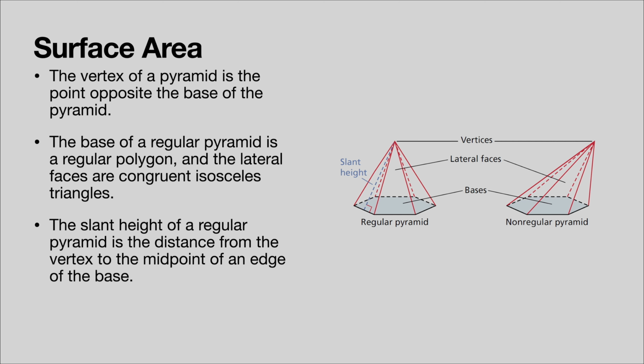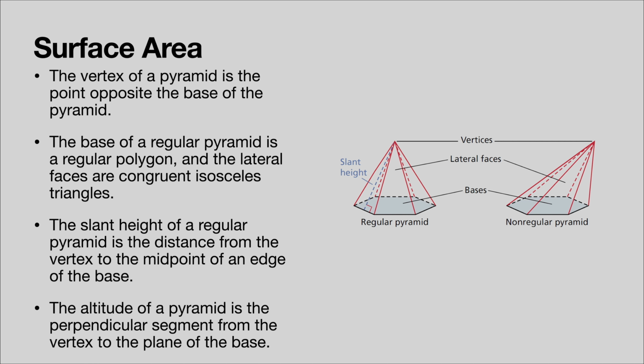The slant height of a regular pyramid is the distance from the vertex to the midpoint of an edge of the base. So it's this. Rather than being the normal height or altitude, it is the height down the side. So like if we were on a mountain, the way that we'd actually get down. The altitude of a pyramid is the perpendicular segment from the vertex to the plane of the base. So it goes to the center, basically, of the base.